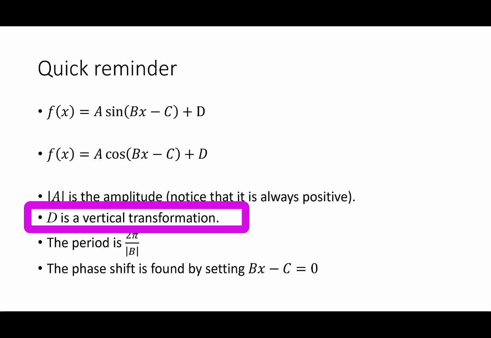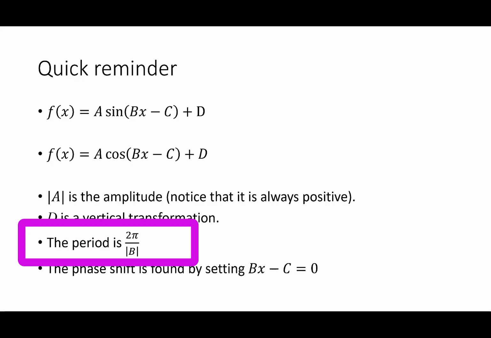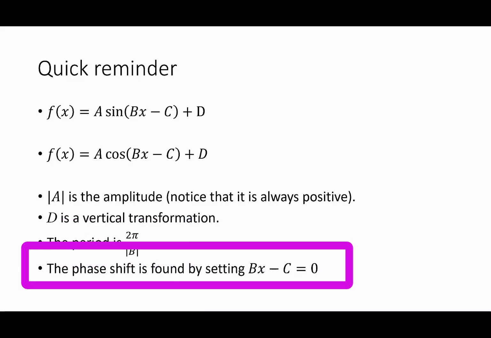D is the vertical transformation. Positive will be up, negative will be down. The period will be 2 pi over the absolute value of b, and then the phase shift will be found by setting bx minus c equal to 0.